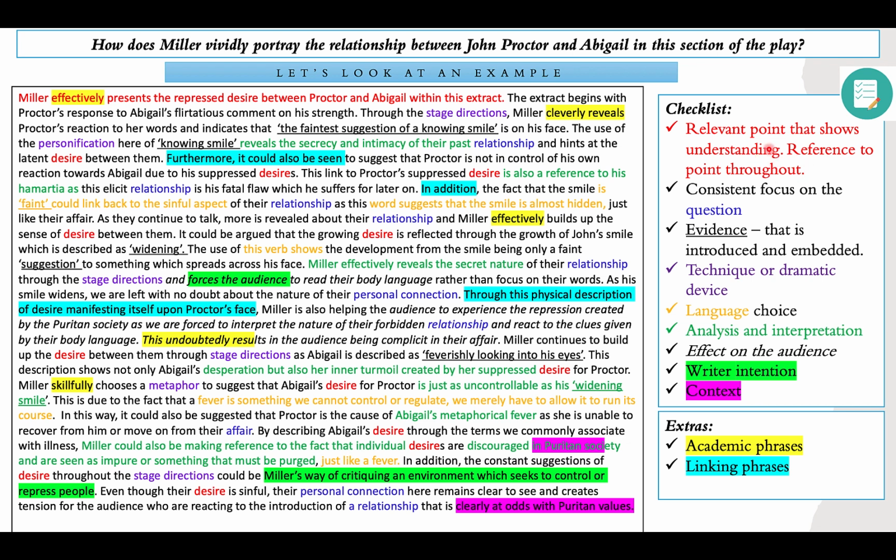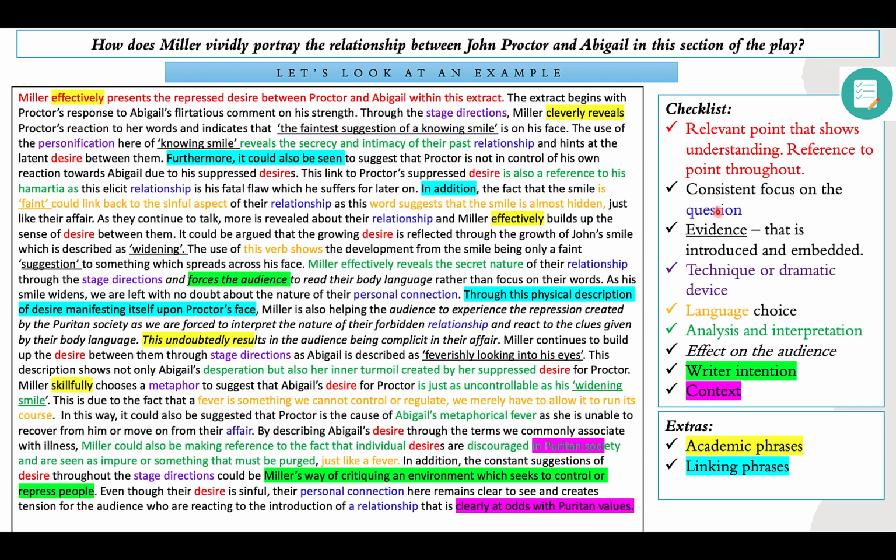So we've got a relevant point that shows your understanding of the text and of the question. Then, reference to your point throughout. Whatever your point is, the key word in my point is desire, and I must make sure that I'm proving that all the way through. Whenever you see this in red, this is where I've come back to it, and you can see that I've made reference back to my point several times throughout just to prove that what I'm saying is relevant.